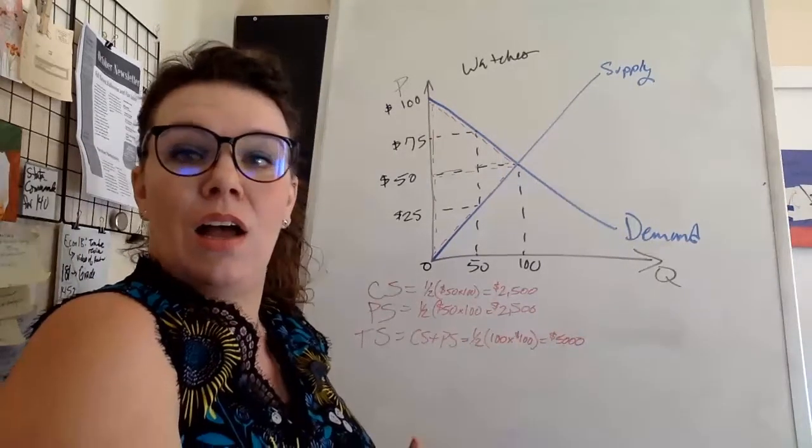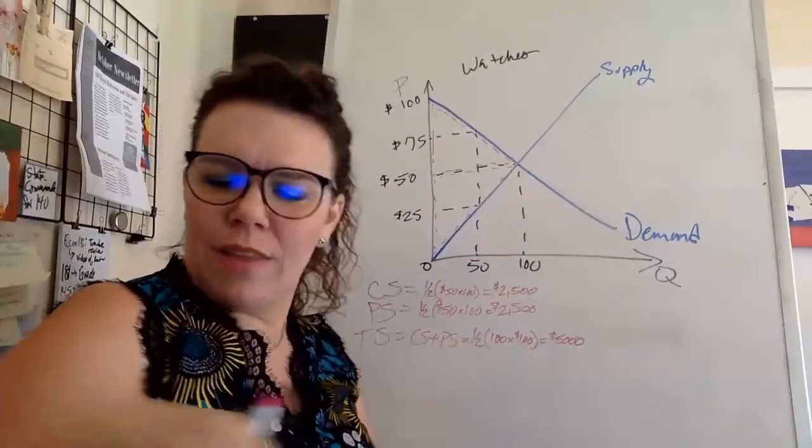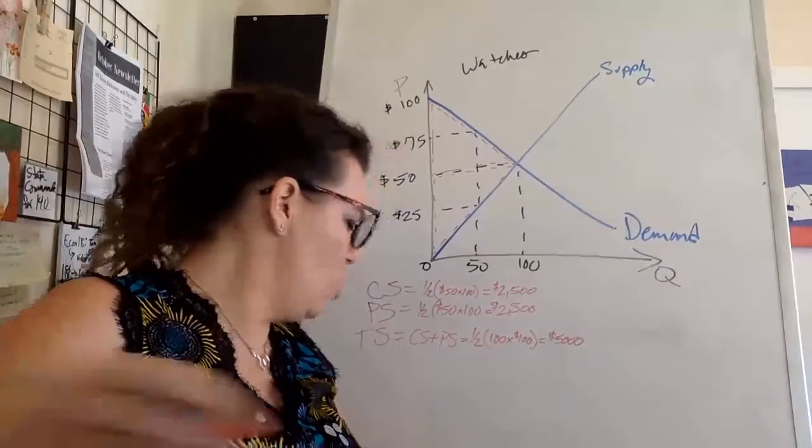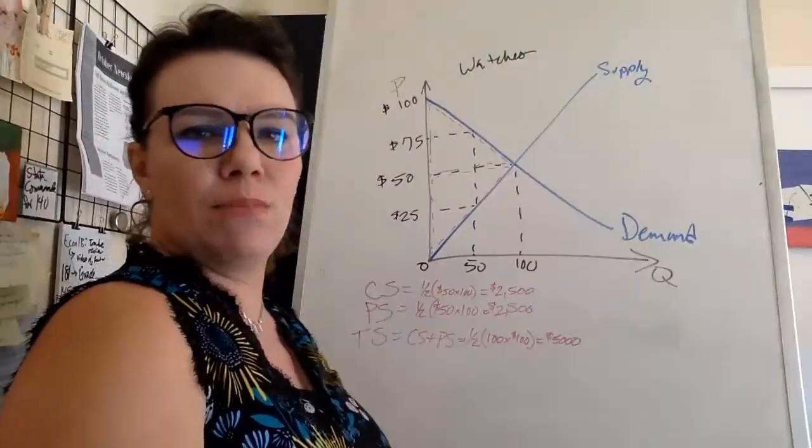That's not what I asked for in the problem. All I asked for you guys to find was consumer surplus. The next thing we want to do is impose a tax. So it's going to be a $50 tax, and it's imposed on producers.